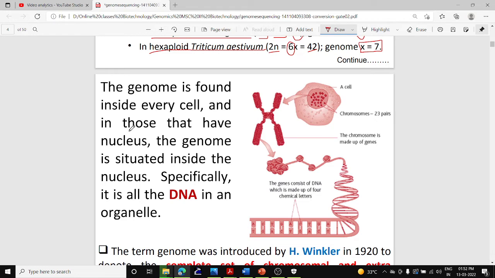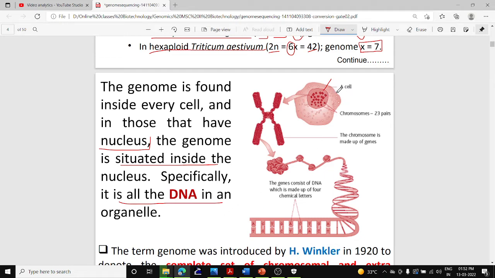So the genome is found inside every cell, and in those that have a nucleus. Suppose there is no nucleus, then where could we find the genome? Take the example of bacteria. Bacteria don't have a true nucleus, so that's why we call them prokaryotes. The genome is actually present inside the cytoplasm. The whole chromosome is present inside the cytoplasm, and that's why we call them prokaryotic. I guess you know that term. So in eukaryotes, a genome is situated inside the nucleus, specifically in the DNA, in an organelle.